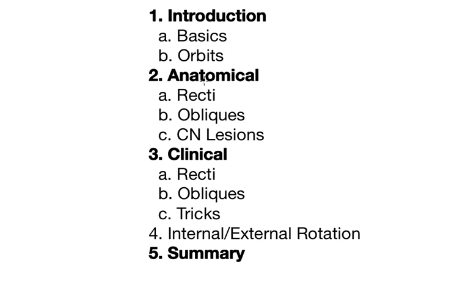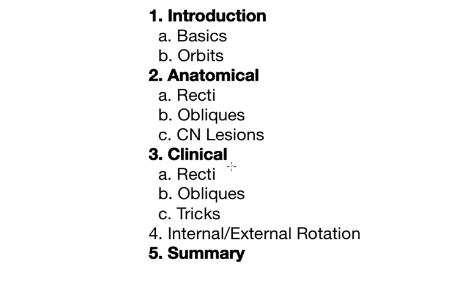Next, we will have a discussion about the anatomical, right? What I've already mentioned is what the muscles are actually doing, what their functions are. We'll start off with the recti, the four recti, and then we'll go to the two obliques. And then next we will talk about what would happen to the eye if we had a lesion of the cranial nerves that innervate these recti and obliques.